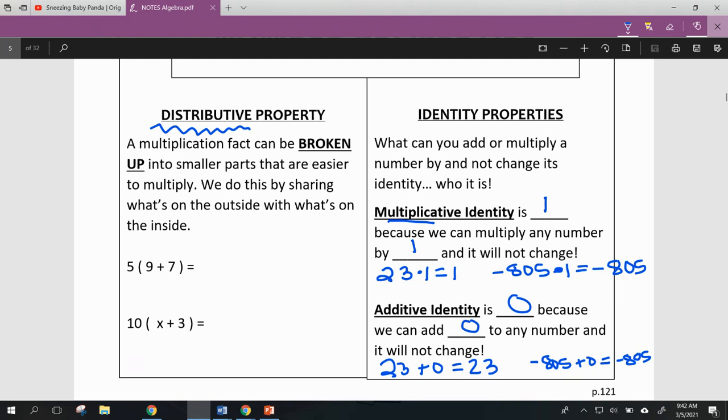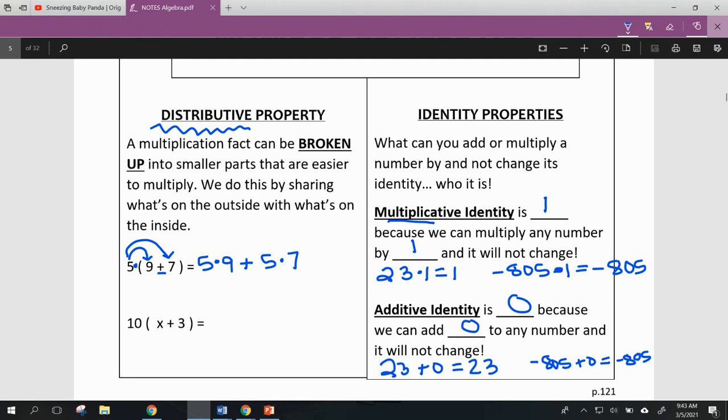So let's pause and focus on just that. We have 5 parentheses, 9 plus 7, close parentheses. So we have to dig back in our brains and remember that a number next to parentheses means to multiply. So I'm going to add that little multiplication symbol in there. So that means we are sharing that 5 times with what's on the inside. 5 times 9. And then I'm going to keep whatever symbol is in the middle. And then I'm going to just keep sharing, right? 5 times 7.